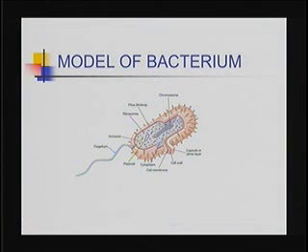So here's a model of a bacterium. Let's start at 12 o'clock and go around. So here's the chromosome lying free in the cytoplasm, a single circular strand of DNA. And now coming around, here's the outer capsule. It's one of our most important virulence factors.